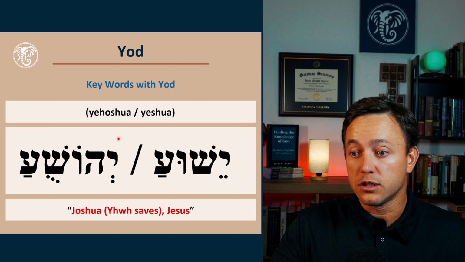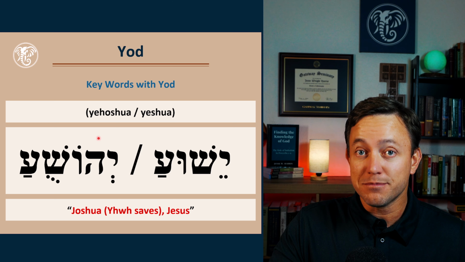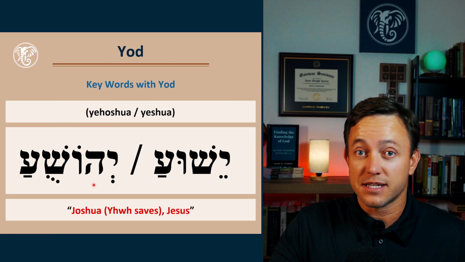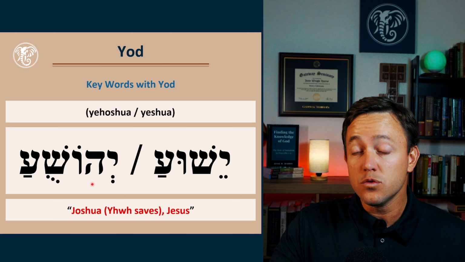Now, this is so interesting because the name Joshua actually means Yah, or Yahweh, the Lord, saves, Yeshua, right? Or salvation of the Lord. We might even say salvation belongs to the Lord.